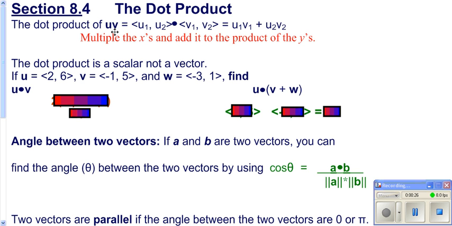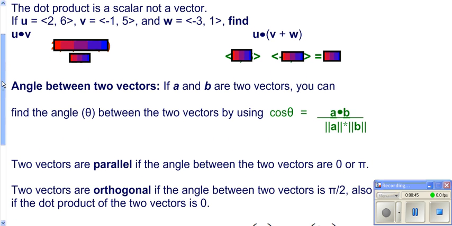So the dot product of u and v is basically, once again, as I said before, multiplying the two x's and adding it to the product of the two y's. So you're going to be ending up with a number. In other words, dot product is a scalar, not another vector.